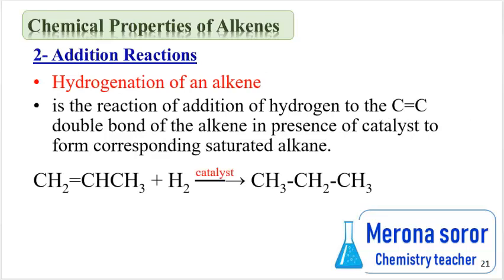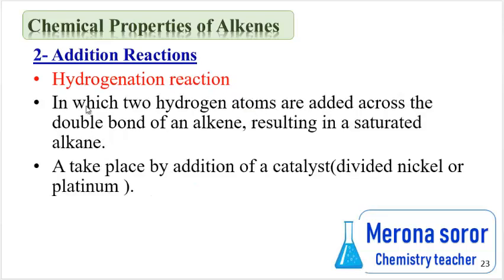Hydrogenation of alkenes is the reaction of addition of hydrogen to the C=C double bond of an alkene in the presence of a catalyst to form the corresponding saturated alkane. As an example, CH2=CHCH3 plus H2 gives CH3CH2CH3. In hydrogenation, two hydrogen atoms are added across the double bond of the alkene, resulting in a saturated alkane. It takes place by addition of a catalyst, finely divided nickel or platinum.